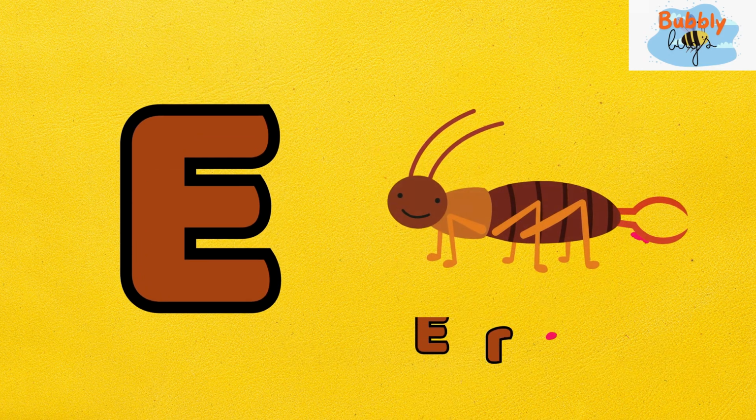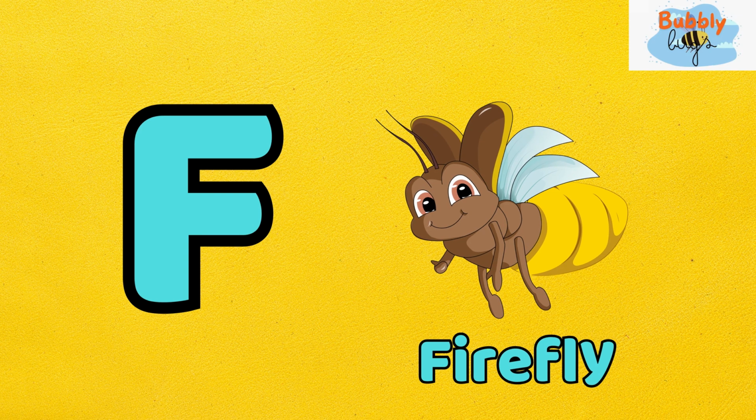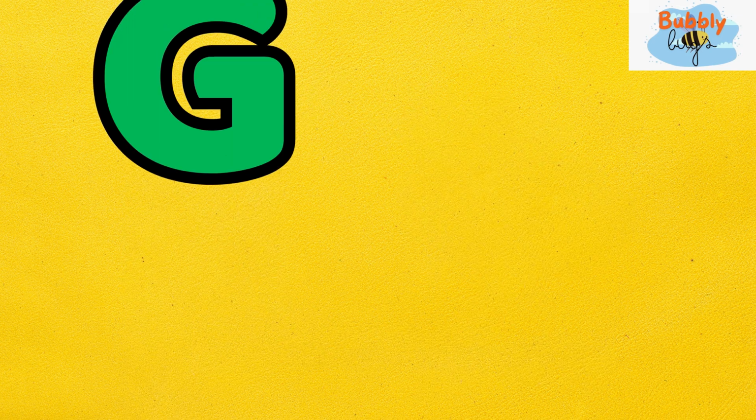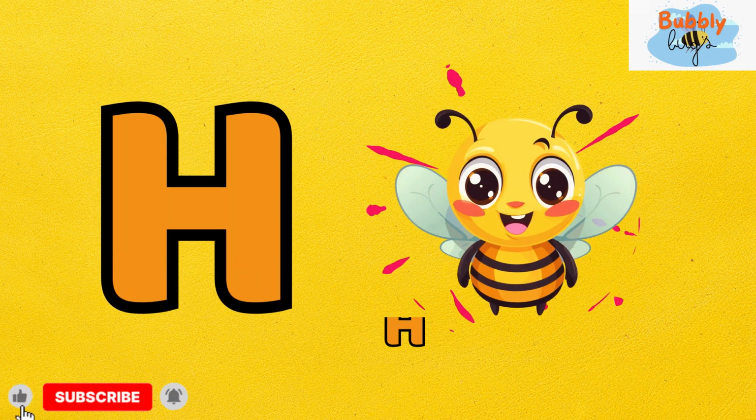E is for earwig. F is for firefly. G is for grasshopper. H is for honeybee.